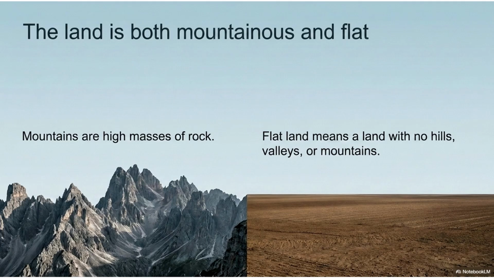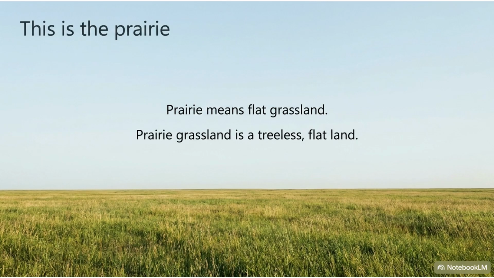The land is both mountainous and flat. Mountains are high masses of rock. Flat land means a land with no hills, valleys, or mountains. This is the prairie. Prairie means flat grassland. Prairie grassland is a treeless flatland.